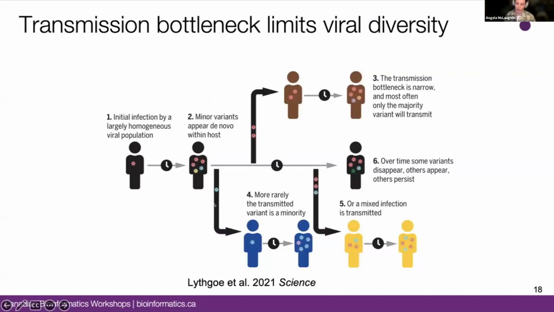And some of that variation, though, is limited. It's not infinite variation because of the transmission bottleneck. This is an excellent paper by Katrina Lithgow showing and modeling the size of that transmission bottleneck, where you might initially have a largely homogeneous viral population after being infected. Diversity arises within you, but only one or a few virions are typically transmitted. And those virions which are transmitted can vary from infectee to infectee. So it can be a bit of a complicated picture.